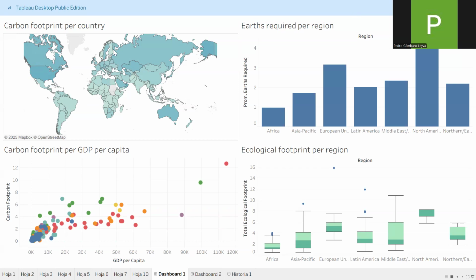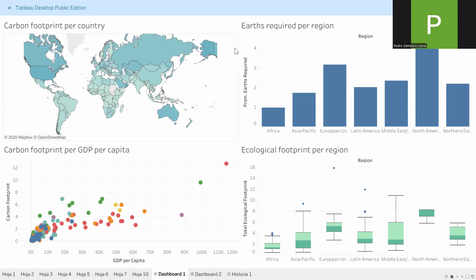First of all, we can see in our map the carbon footprint of each country, starting with the United States or with Australia, which both of them have a pretty high carbon footprint. After that, we can continue with the Earths required per region.